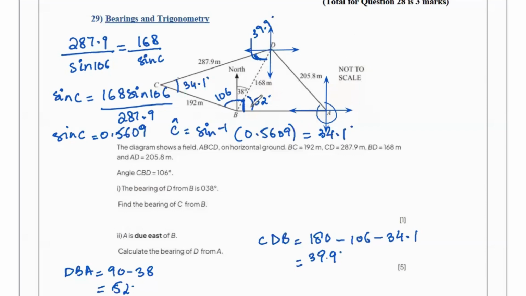And again, we can apply the sine rule because we have one complete set of angle and length. You can find angle A, and then we can add that to 270 to find the bearing.